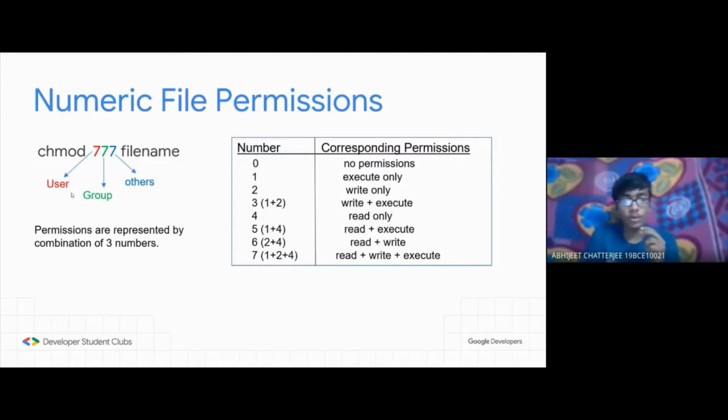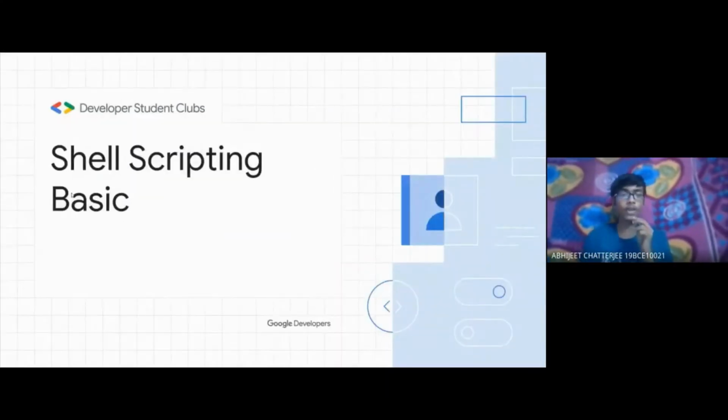So now the rest is basic maths, like 5 is equal to 1 plus 4, which gives read plus execute. 6 is equal to 2 plus 4, which gives read plus write. And 7 is 1 plus 2 plus 4, which gives read, write, and execute. That is all. If we want to provide all, we use 7.